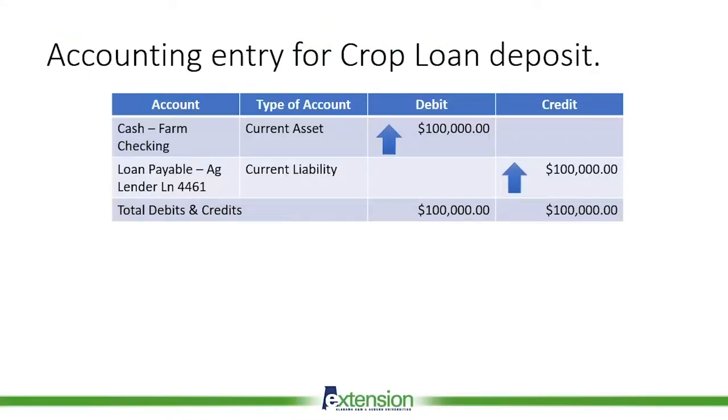The accounting entry for this crop loan is pretty straightforward. Cash, farm checking, which is a current asset, is increased with a debit of $100,000. The offsetting liability is a loan payable ag lender loan number 4461, which is a current liability because it's a 12-month loan. It's not a 3-year loan. It's a current liability, and it is credited for $100,000. The total debits and credits on this are both $100,000. And that's the end of these two sample transactions.